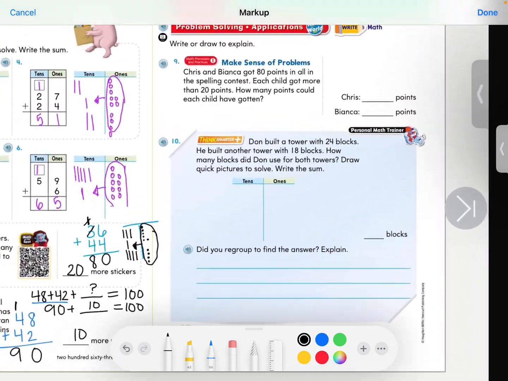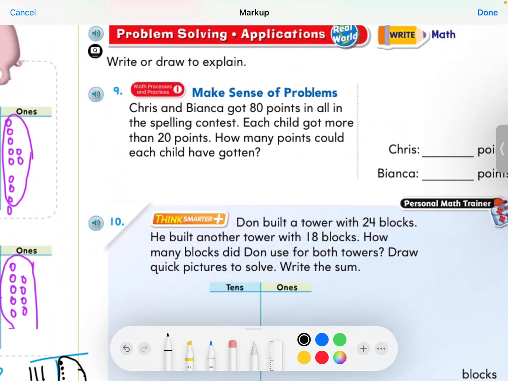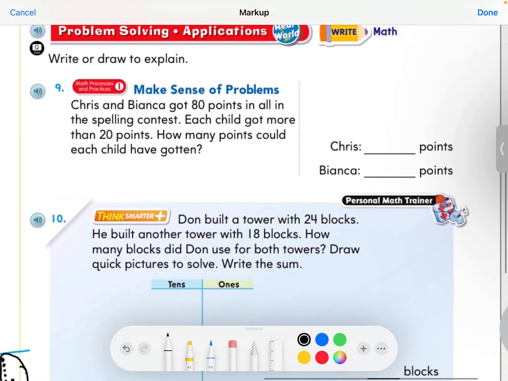Okay. All right, let's look at our problem solving page, page 264. Chris and Bianca got 80 points in their spelling contest. Each child got more than 20 points. How many points could each child have gotten? Okay, so I want you to try this one on your own. If you add Chris and Bianca together, they're going to get 80 points in their spelling contest. Each child got more than 20 points, so how many points could each child have gotten? Go ahead and solve now.